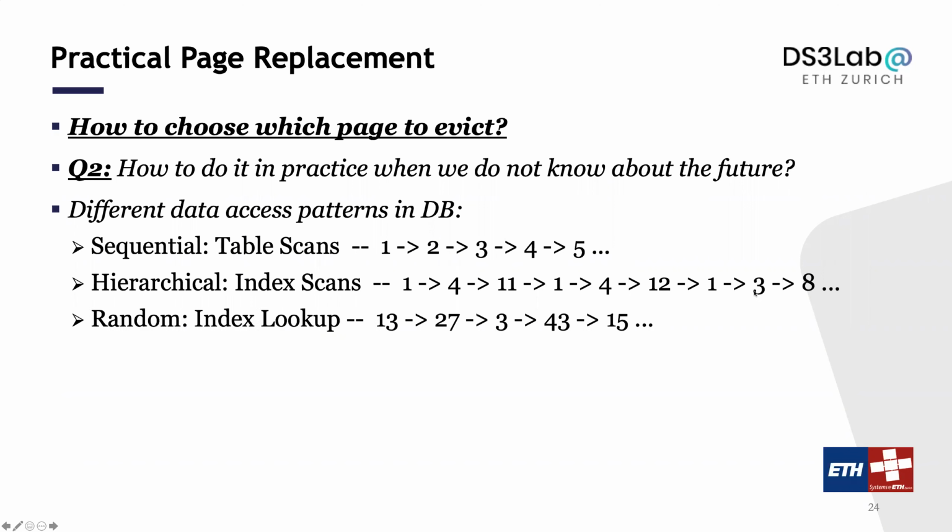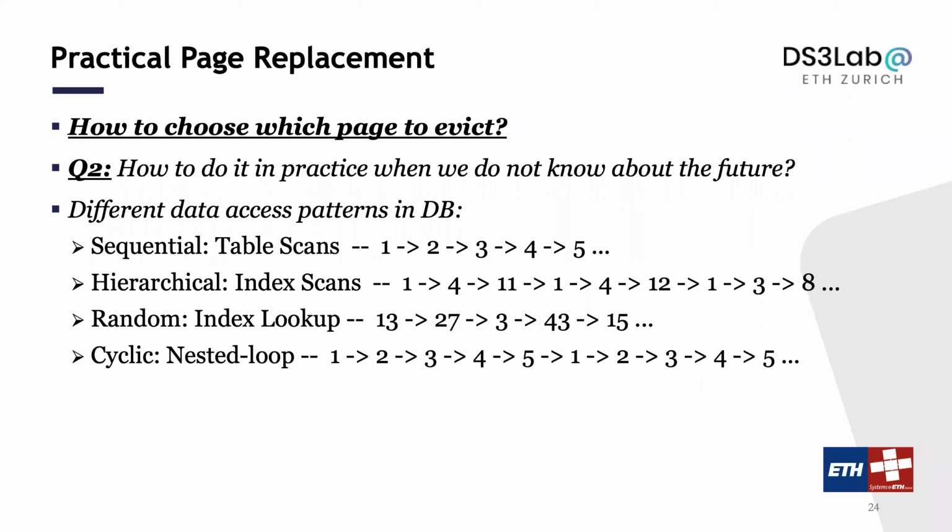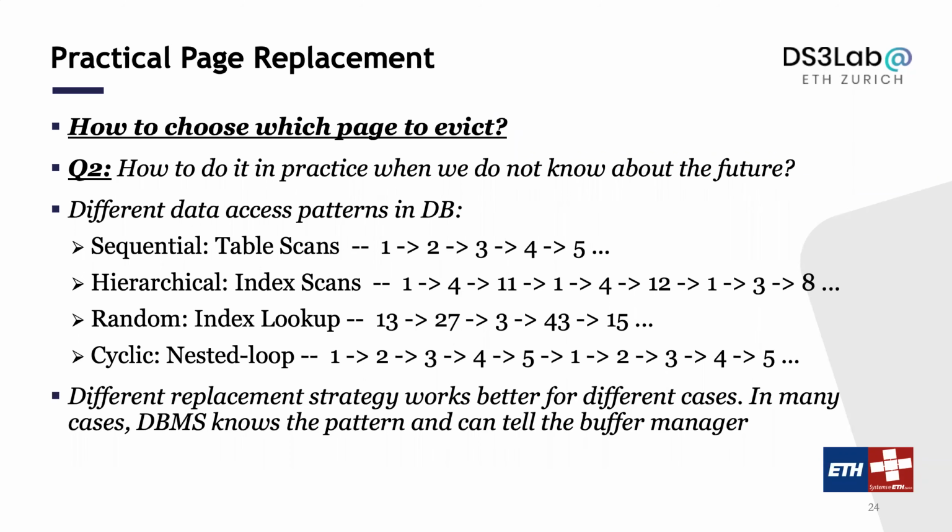There's another access pattern. You could have random access. For example, when you have an index lookup, you probably have a random access like pattern. You can have those repeated sequential scans, right? You do 1, 2, 3, 4, 5, then you do 1, 2, 3, 4, 5 again. So in database, for different types of queries, you are going to have different data access patterns. And for different access patterns, different replacement strategies actually work better for different cases.